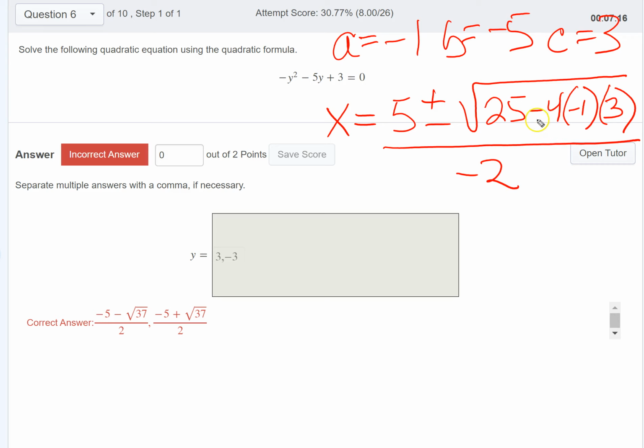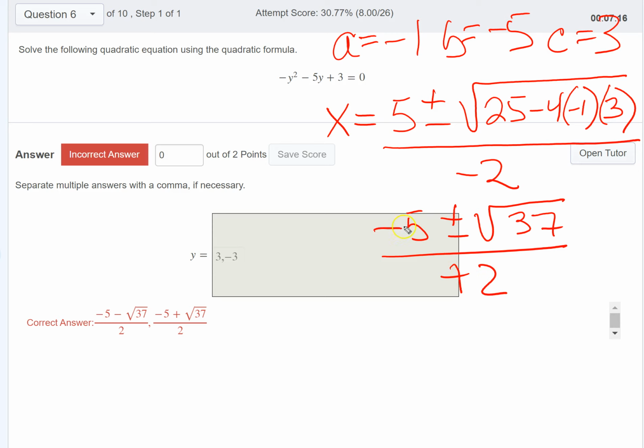So here we go, -4 times -1 is +4, times 3 is 12. 12 and 25 is the square root of 37. That's plus or minus, and then 5 is there, over -2. But again, they don't want you to leave it as a negative down here. So just make this positive and make that one negative, and that's what they have here. Okay. Teacher makes it look very easy.